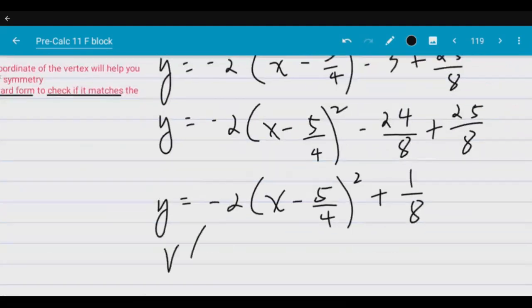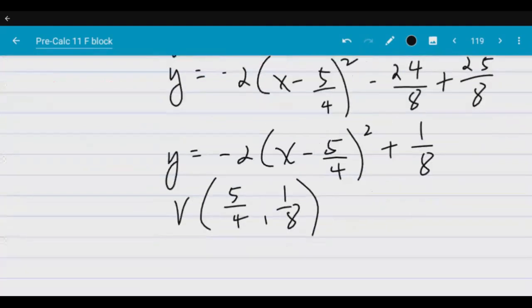What is our vertex? The vertex is 5 over 4, 1 over 8. We can now get the axis of symmetry. Axis of symmetry would be x equals the x value of the vertex, which is 5 over 4.